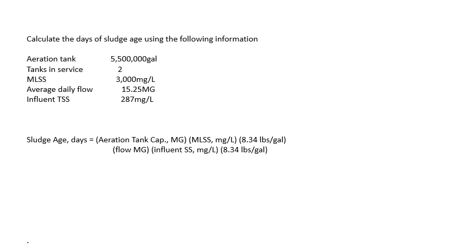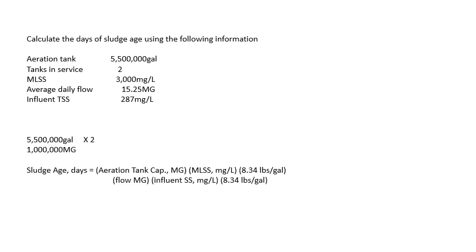So we have our sludge age days formula. It's equal to the aeration tank capacity in million gallons times your MLSS milligrams per liter times 8.34 pounds per gallon, divided by the flow million gallons times the influent SS milligrams per liter times 8.34 pounds per gallon. If you notice, our aeration tank is in gallons and not million gallons, so we're going to have to convert that. Also, there are 2 tanks in service.